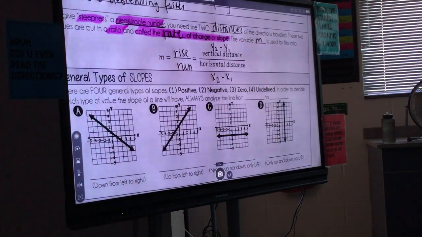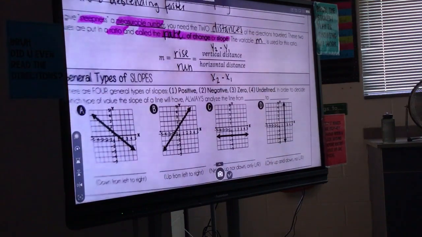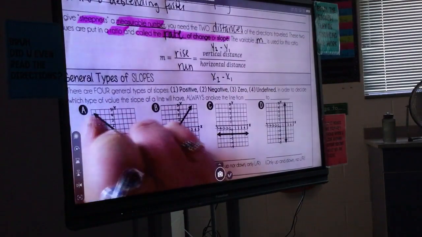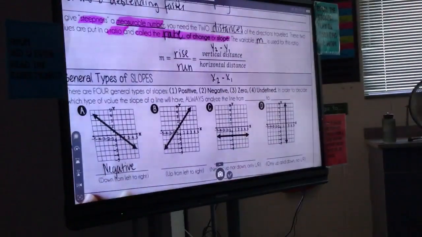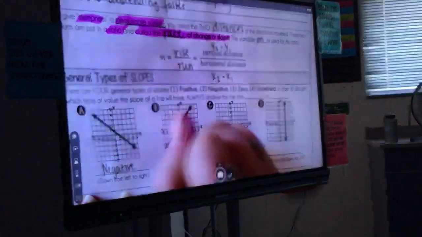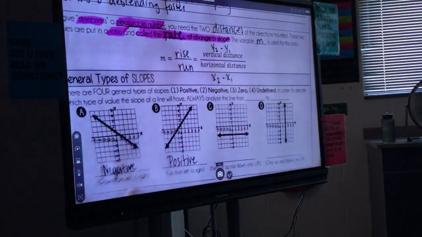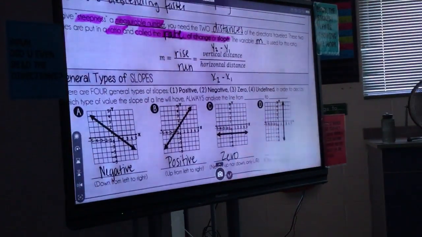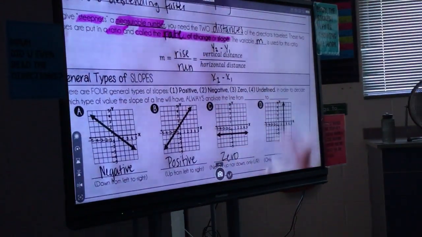All right, A, raise your hand. What is it? Positive, negative, 0, or undefined? Richard. Negative. It is a negative. B, what is it? Anthony. Positive. C, what is it? Sarai. 0. And the last one is obviously Braden. Undefined.